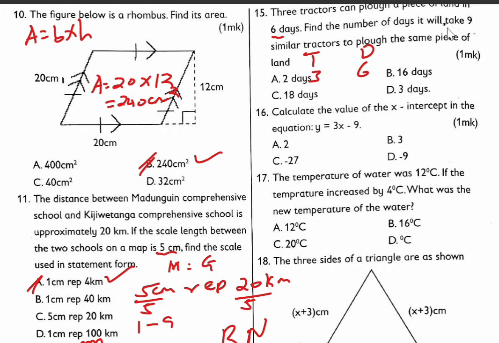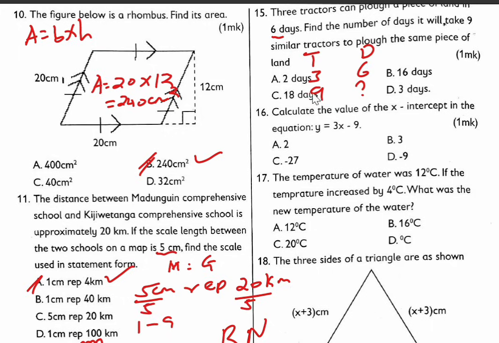Find the number of days it will take 9 similar tractors. So you ask yourself, what about 9 tractors? You put a question mark. So you reason this way. If 3 tractors take 6 days, what about 9 tractors? Do they take more days or fewer days? So you can see it's going to take fewer days. Why? Because the number of tractors has increased, and therefore the days will be fewer.